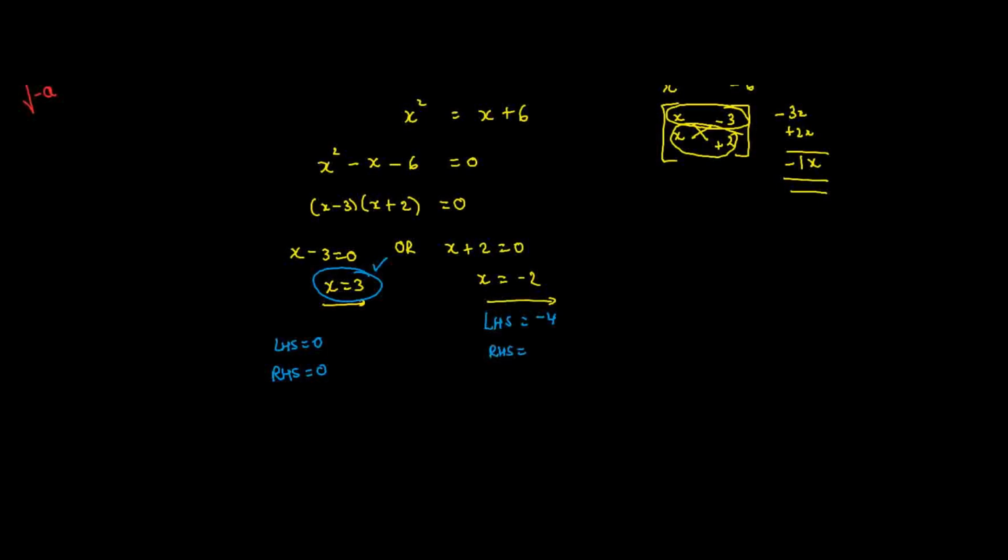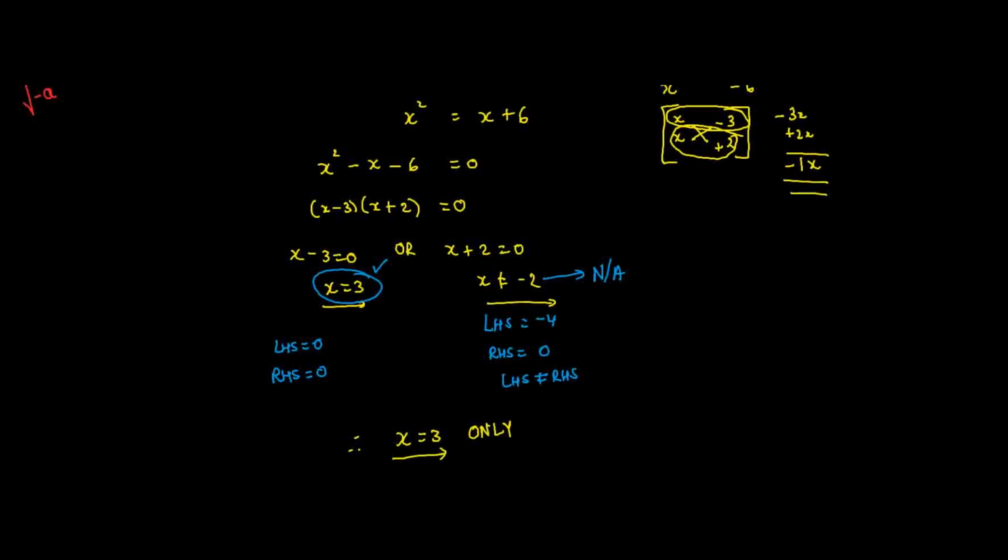The right-hand side of the equation, what is that equal to? 0. So the left-hand side is not equal to the right-hand side. Therefore, this is not applicable. X cannot be equal to negative 2. So what's my final answer? It is therefore x is equal to 3 only. I like the examiner to know clearly that I'm rejecting negative 2 as a solution of x, that x is equal to 3 only.